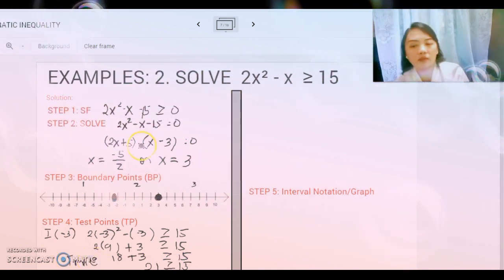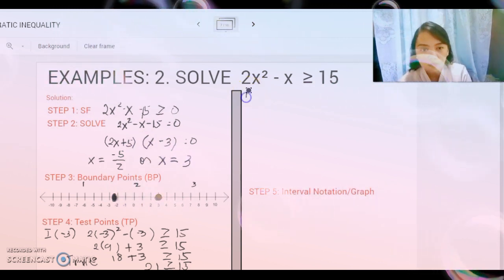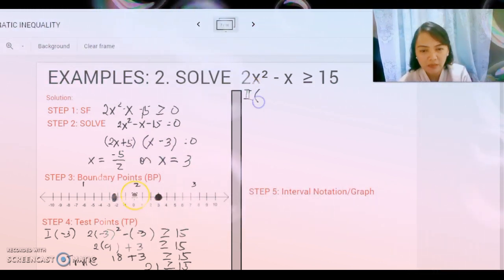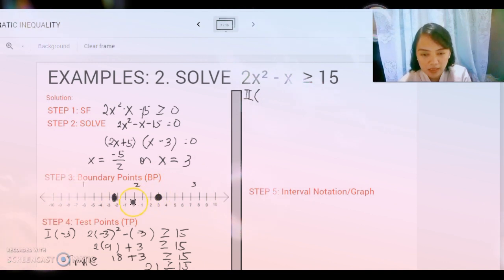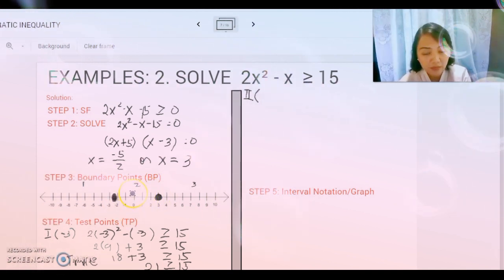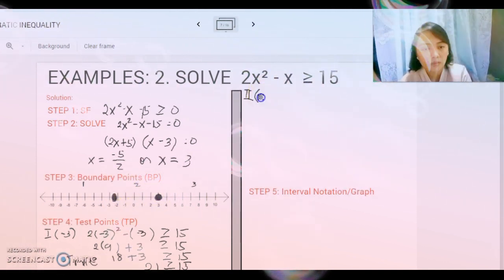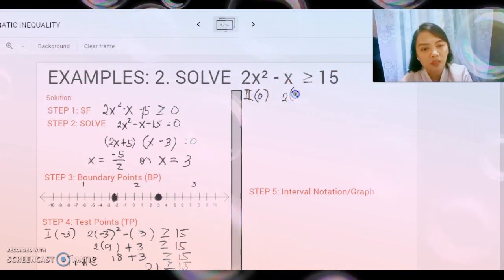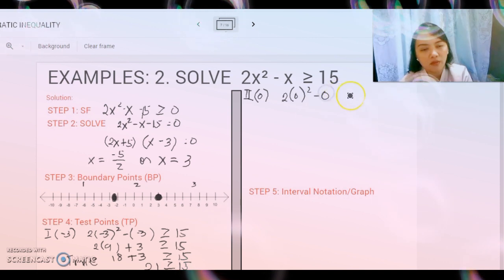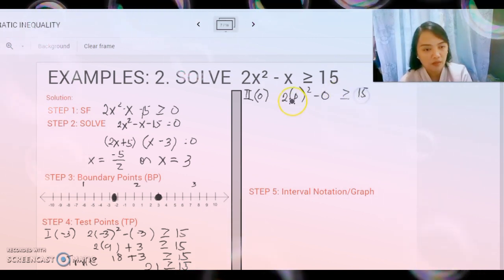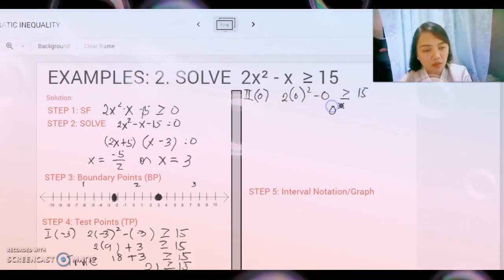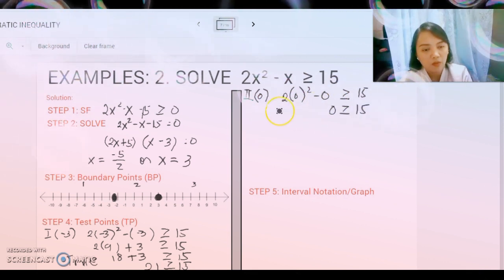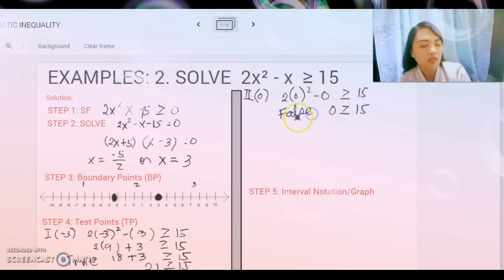Tama? Next, dun tayo sa region 2. Trabaho lang talaga pero madali lang. O, anong gusto natin piliin? Sabi ko nga sa inyo, yung mas mapapadali kayo. Try natin yung 0. Basta pag may 0, 0 na piliin nyo. So, 2 times 0 squared minus 0 greater than or equal to 15. Still becomes 0. Is 0 greater than or equal to 15? No. So, this is false.